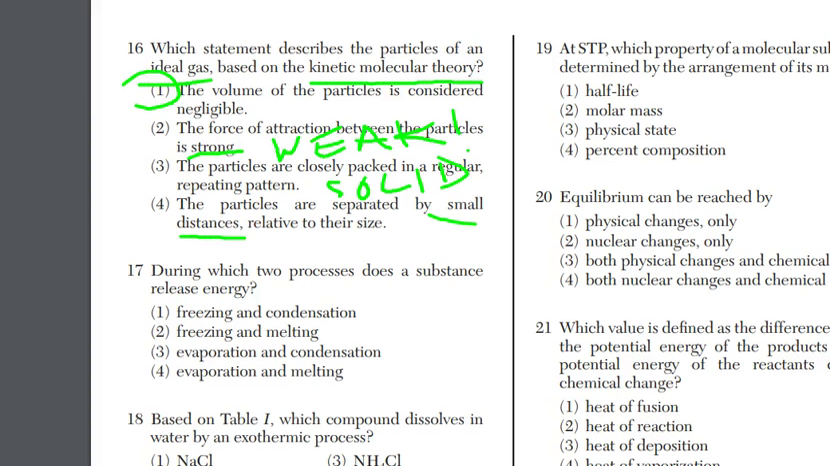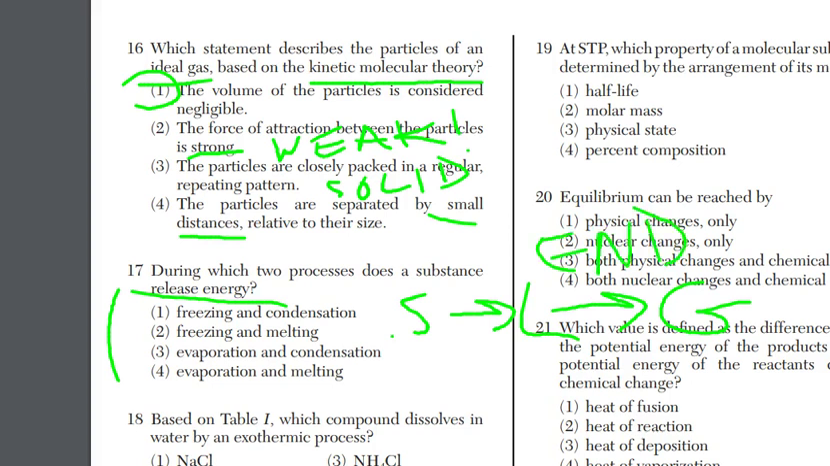For 17, in which two processes does a substance release energy? All right, so for phase changes, which all of these are, the way that I always remember this and teach my students is think about something like ice or butter. When you go to melt a solid, you have to put energy in for it to become a liquid. So solid to liquid, and then if you have water and you want to boil it, liquid to gas, that's the endothermic direction. And the opposite, gas to liquid or liquid to solid, that opposite direction is exothermic.